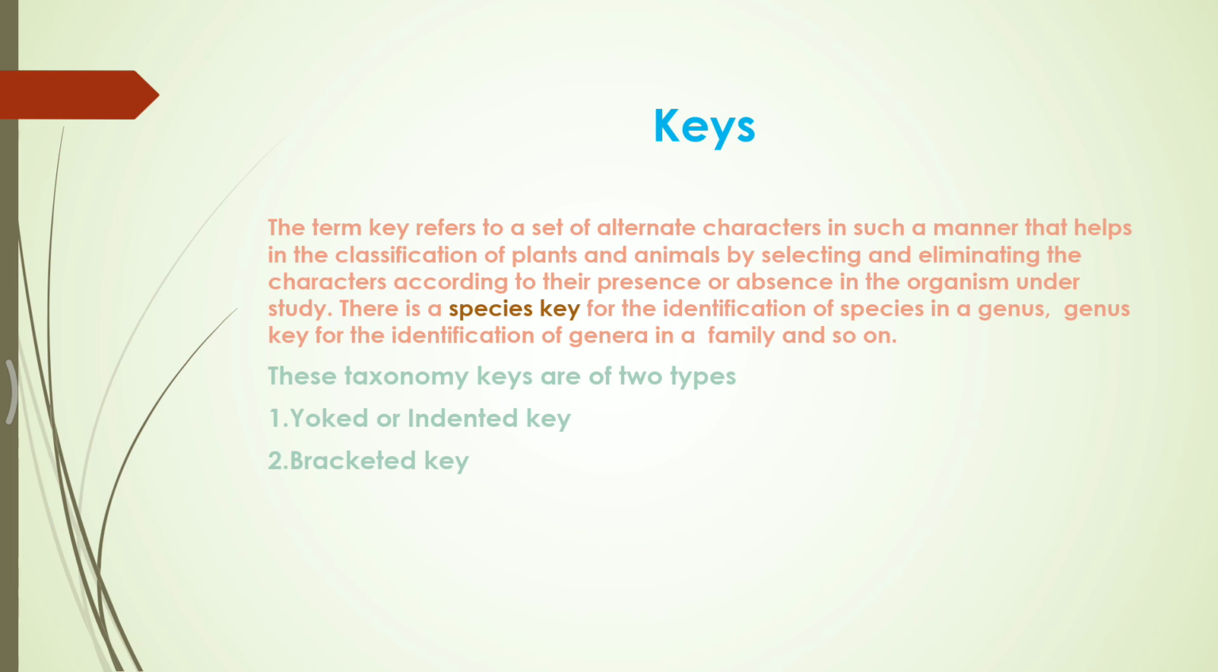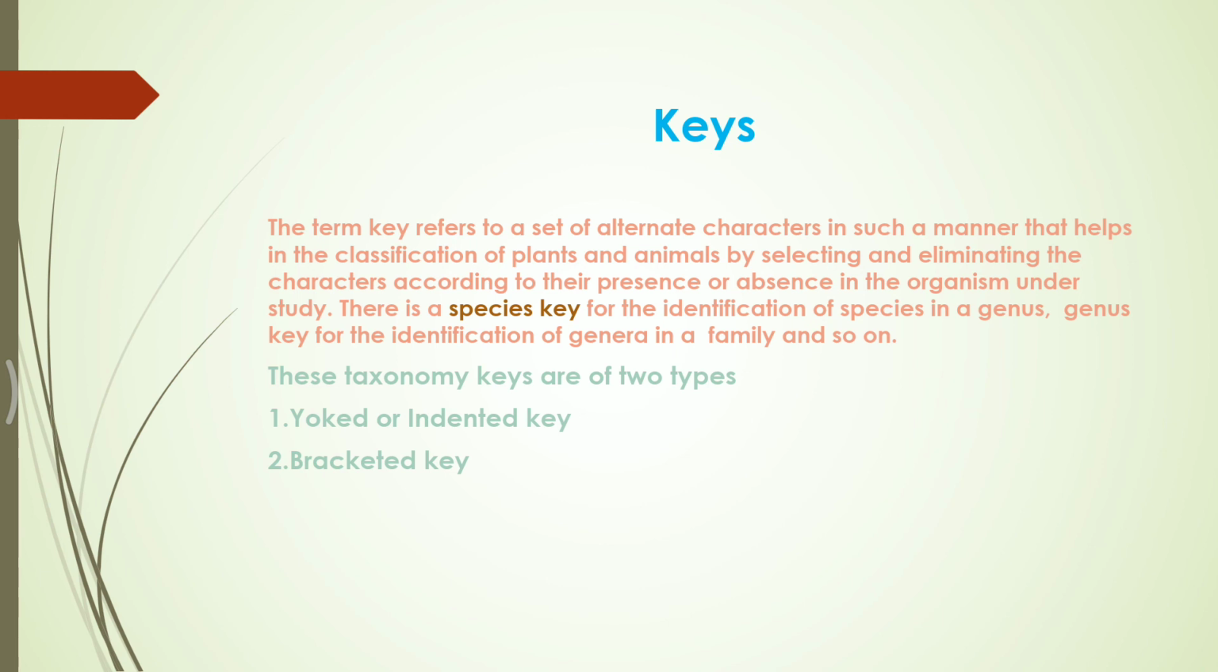Next is about the keys. The keys are basically of two types, and what is the importance of key? Key is a kind of classification, or it is a tool for classification of the organisms. If the taxonomists want to classify an organism, they use either of these two keys, indented key or the bracketed key. Now you have examples in your book. Look up to those examples and let me know if you understand it or not.